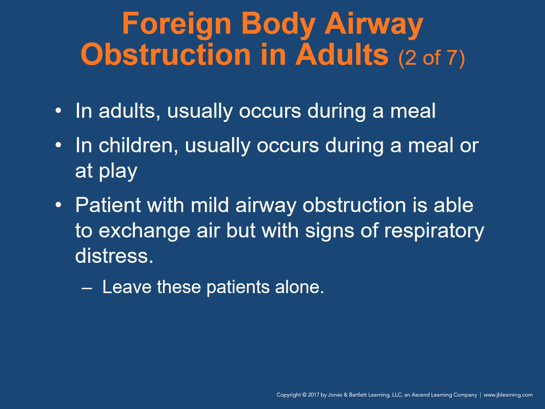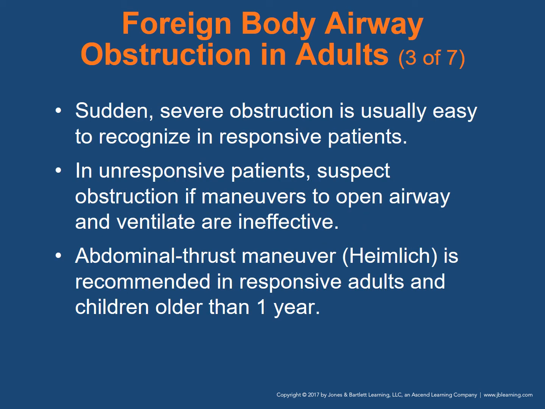So it's very important for you to understand those concepts of how to classify a mild airway obstruction versus a severe airway obstruction, and then the differences between how to treat them. So make sure that you know that. So just like we talked about previously, sudden severe obstruction is usually easy to recognize in responsive patients. In an unresponsive patient, we might suspect that they have a severe obstruction if maneuvers to open the airway and ventilate are ineffective, and you meet a lot of resistance while you're trying to ventilate the patient with the BVM. That's one of the most common cases for us as providers to suspect that something might be blocking the trachea.